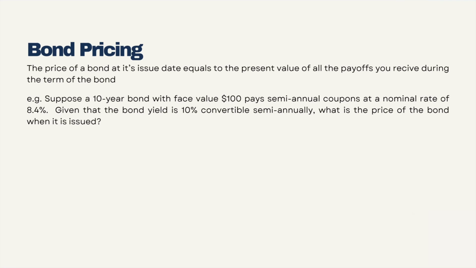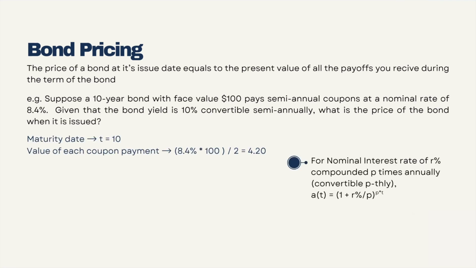Suppose a 10-year bond with a face value of $100 pays semi-annual coupons at a nominal rate of 8.4%. From this sentence, we know that the maturity date of the bond is 10, and the value of each coupon payment is 8.4% of $100 divided by 2, because it is a semi-annual coupon.